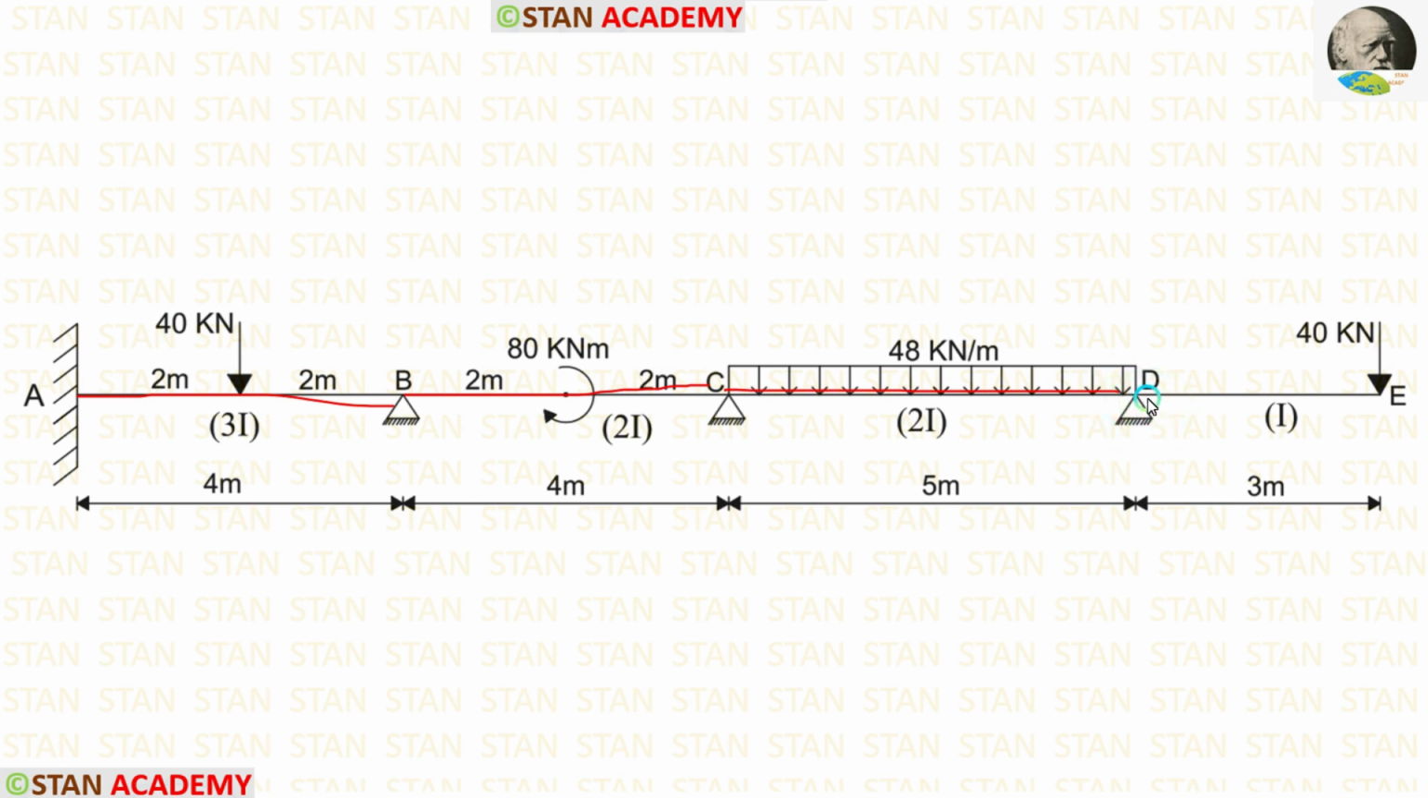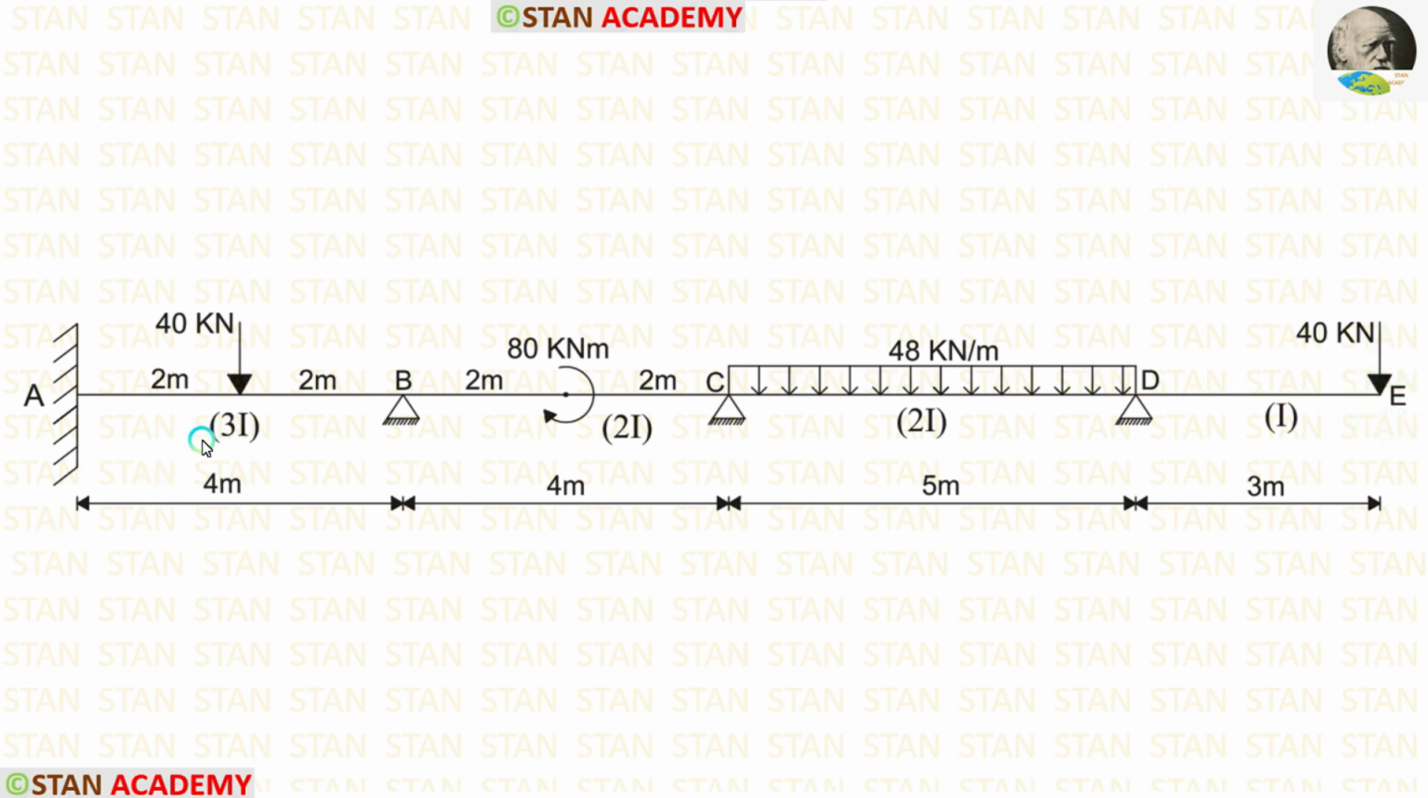Also, there is an overhanging span DE. In the span AB, there is a point load 40 kN acting in the center. In the span BC, there is a concentrated moment 80 kN/meter. It is acting in the clockwise direction. In the span CD, there is uniformly distributed load 48 kN/meter acting for the full span. In the overhanging span DE, there is a point load 40 kN acting at the point E.